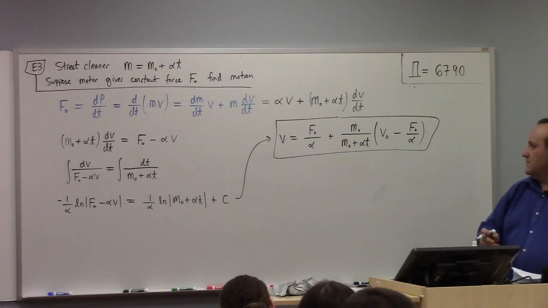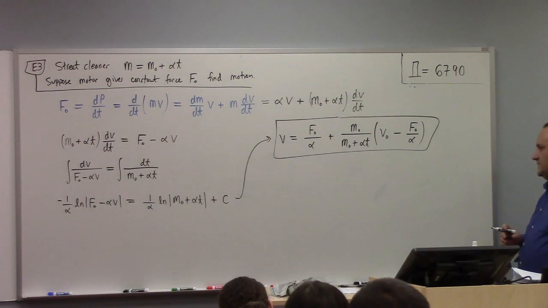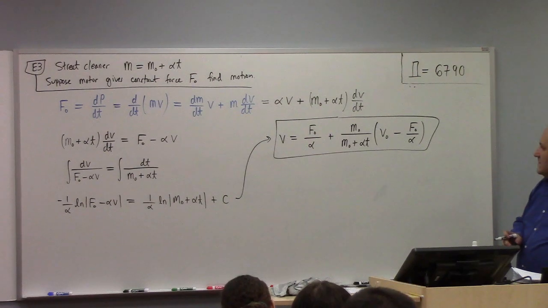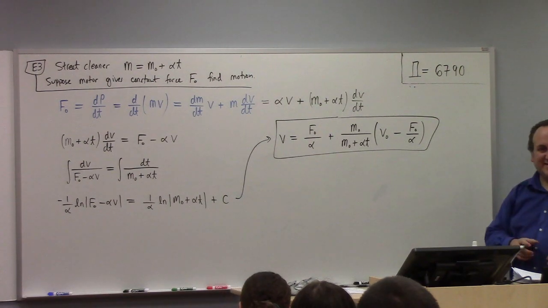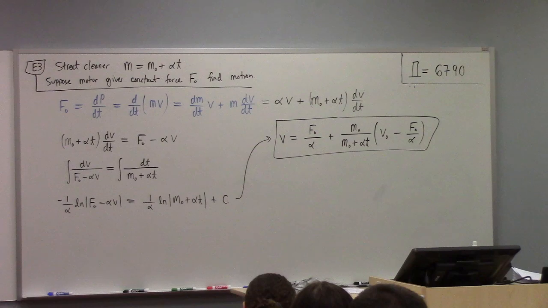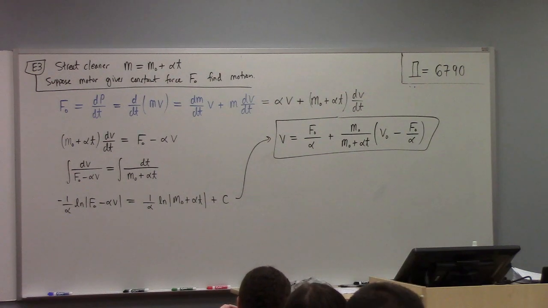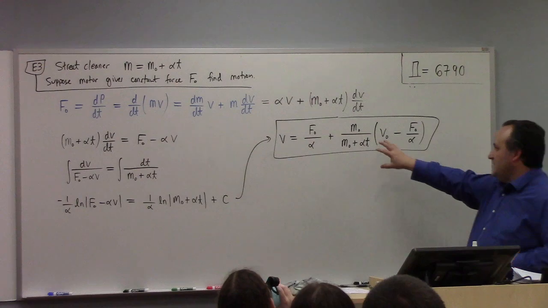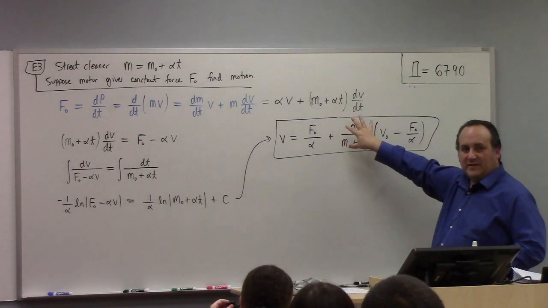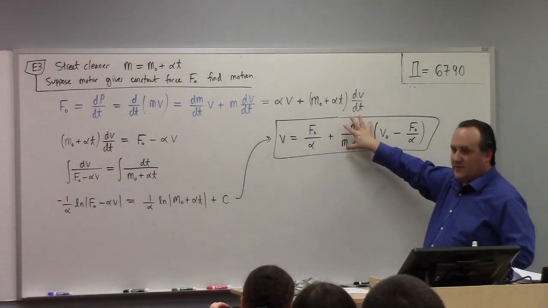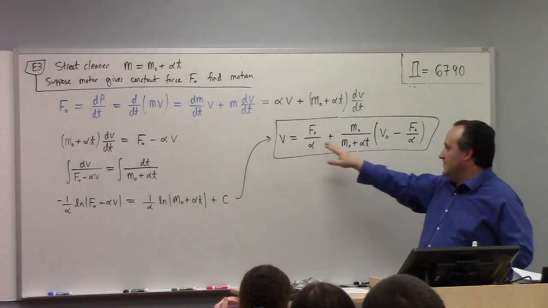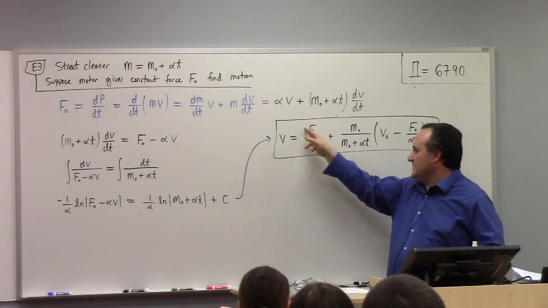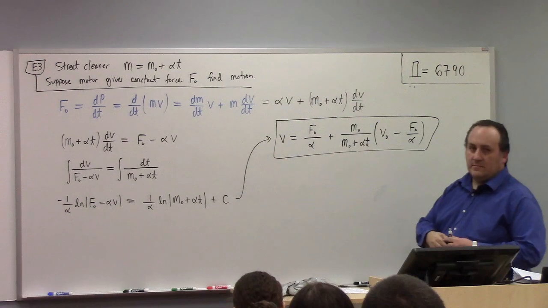So what happens here as time goes to infinity? If you could imagine a street sweeper sweeping garbage up over infinite time, that sort of thing would even make sense. But yeah, this piece gets larger and larger, so this piece gets smaller and smaller. And the terminal velocity for this problem is just f naught over alpha.